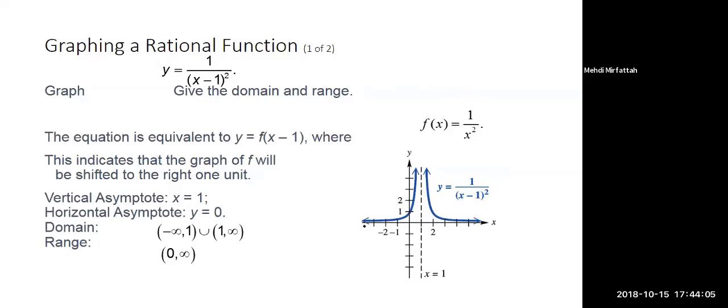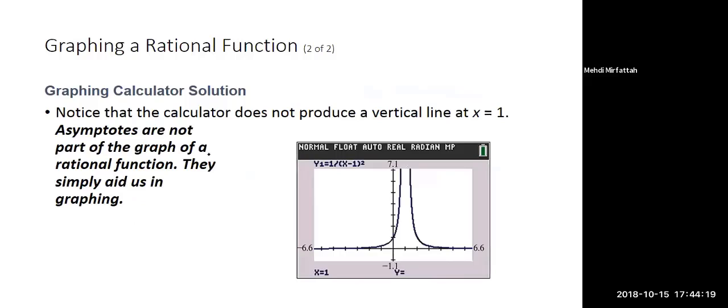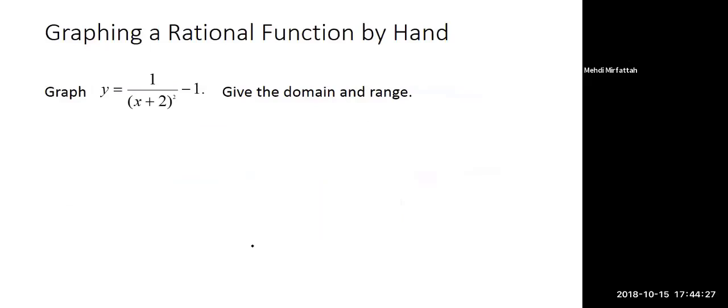The horizontal asymptote still is y is equal to 0. And you can see the domain would be from negative infinity to 1 and 1 to infinity. And the range is from 0 to infinity. As you can see, we can confirm this result using our calculator. Let's take a look at this other graph. Graph of y is equal to 1 over (x plus 2) squared minus 1. So if I know how to graph y is equal to 1 over x squared, I can use the shifting method on this one as well.